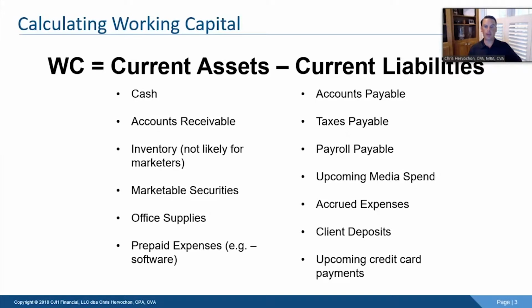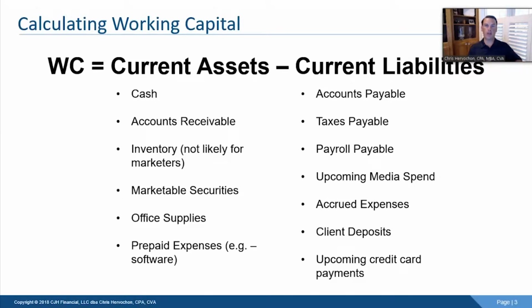And prepaid expenses. The best example of that for a marketing agency is going to be prepaid software. If you go and buy a subscription to HubSpot and you pay upfront for a year-long subscription, that's a prepaid expense. So that's something that's going to go on the balance sheet that you're going to use over the course of the year that you've already paid for. So it's an asset for that year until that subscription runs up, and then you've got to re-up it.